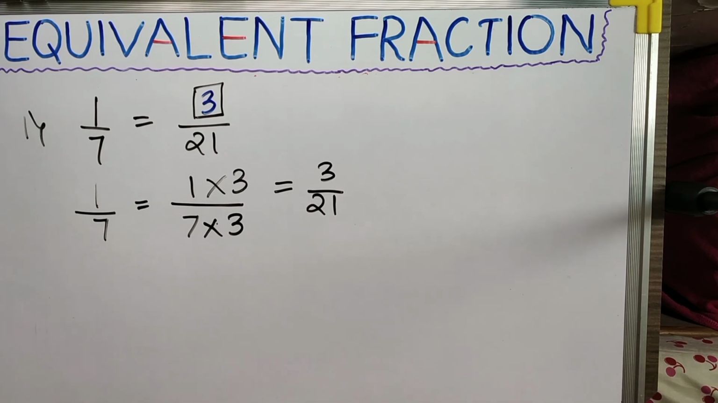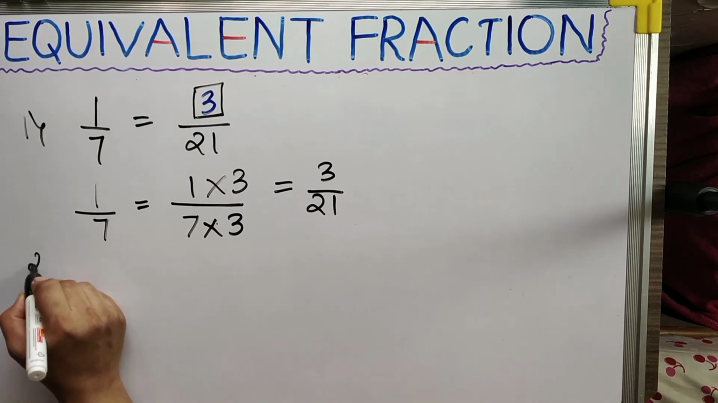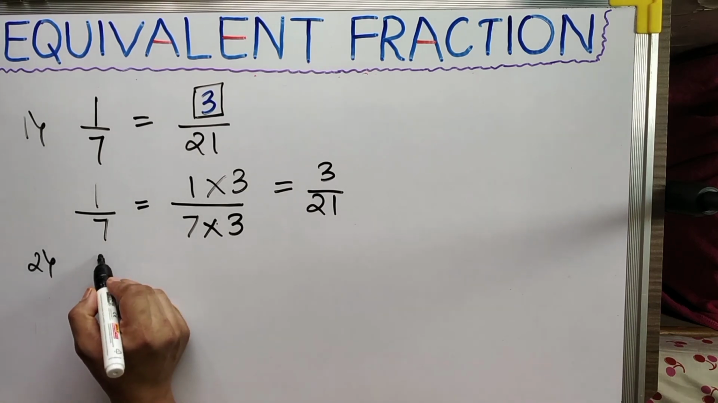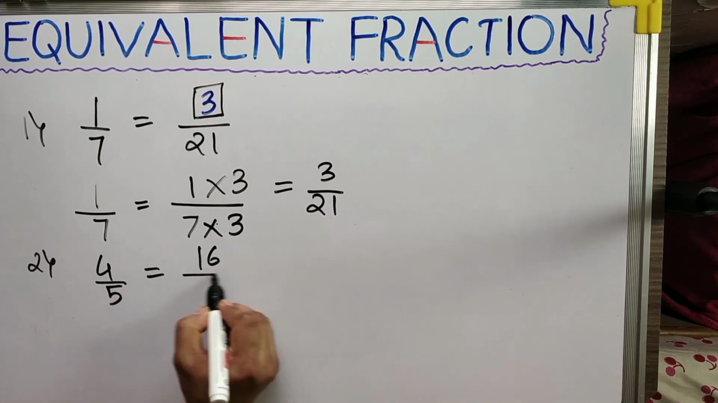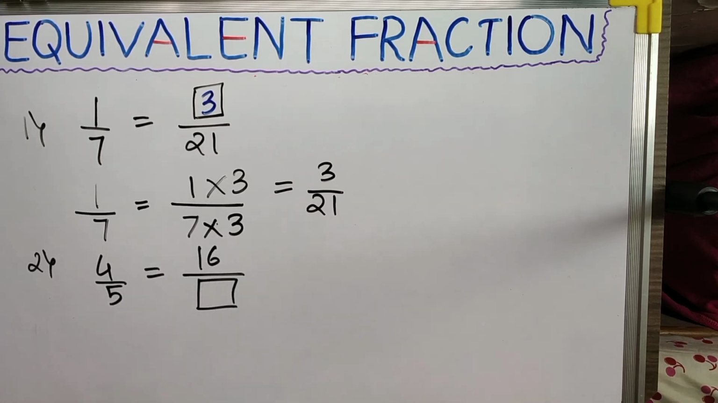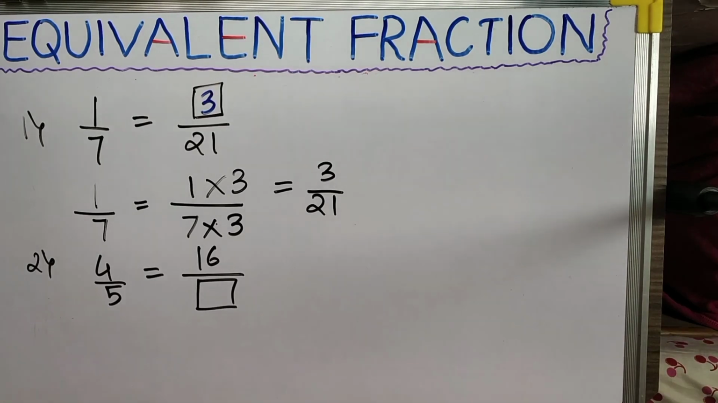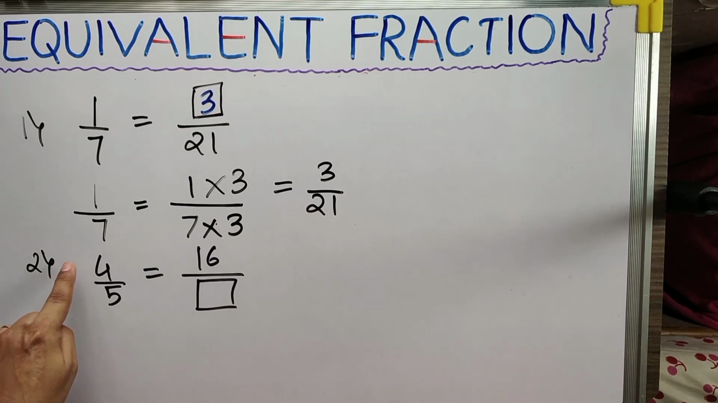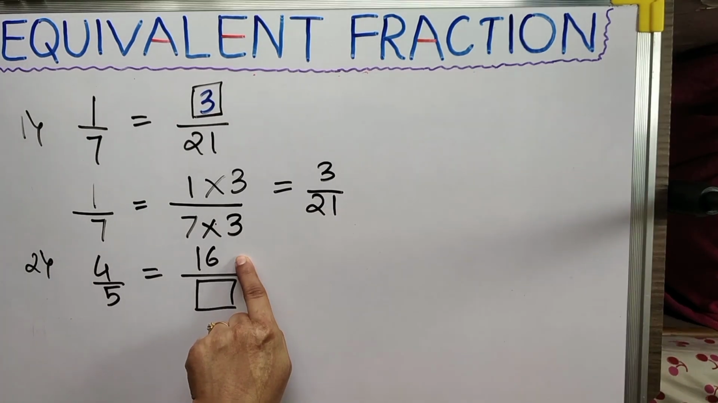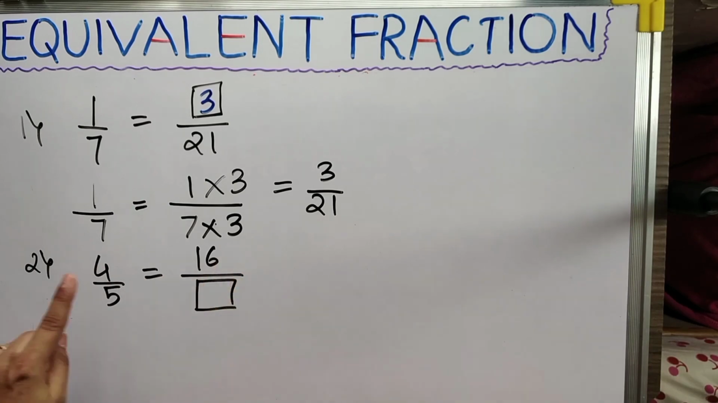Now we will take up one more example. 4 upon 5 is equal to 16 upon blank. We need to find the denominator here to make the fractions equivalent. So the first step will again be the same. Here the numerator is 4 and we need to make the numerator 16. So how can we make the numerator 16? Only if we multiply the numerator by 4, since 4 4s are 16.